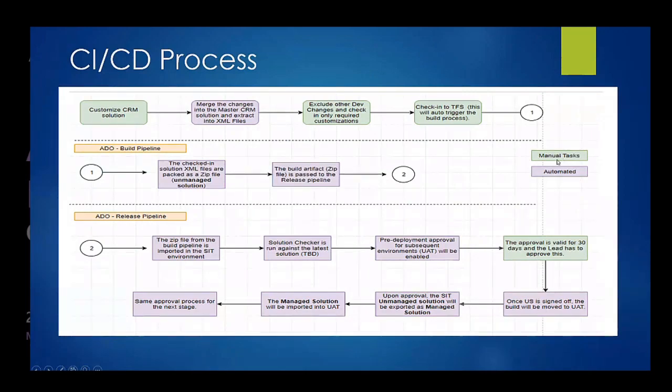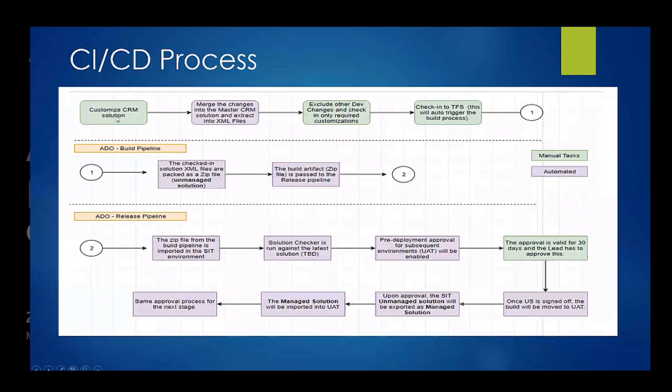So here, if you see, the green color highlights the manual process and the purple color explains the automated process. In our complete automation process, only the developer needs to export the solution, extract it, and check in their necessary components. This is the only manual process involved in our DevOps. The rest, the system will take care of automatically.